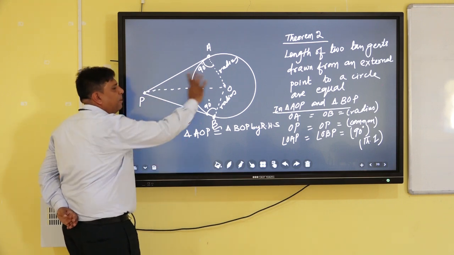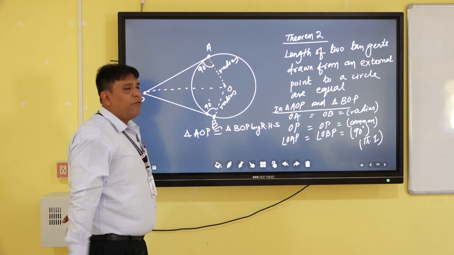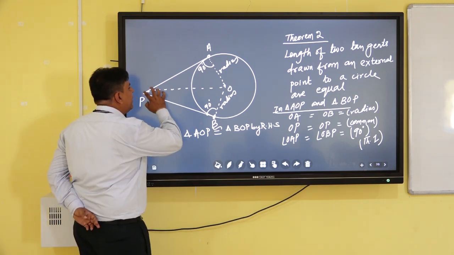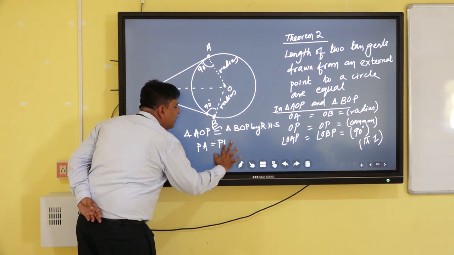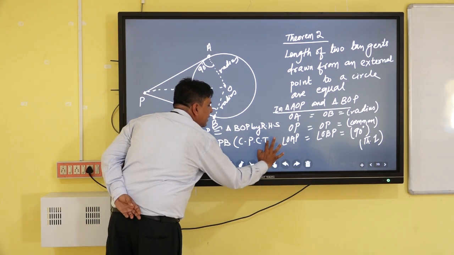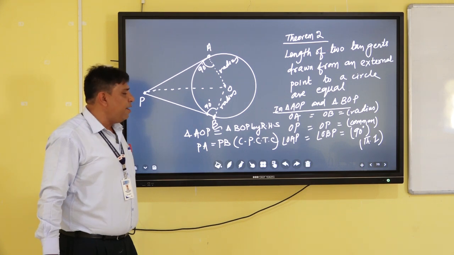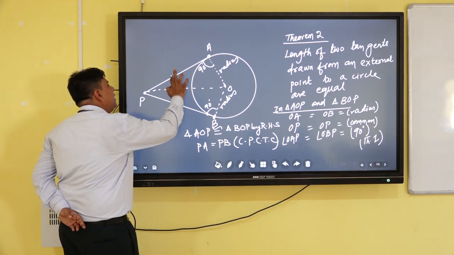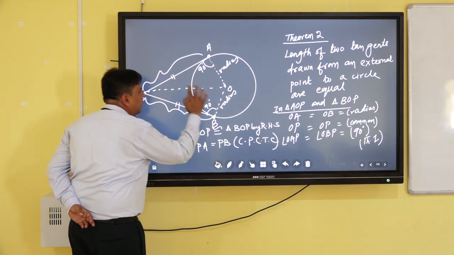Yes or no? The hypotenuse is equal, one side is equal and the other angle is 90 degrees. So these 2 triangles are congruent by RHS. If 2 triangles are congruent, then we can say that PA and PB are equal. By which rule? CPCT. Congruent parts of congruent triangles are congruent. That means PA and PB lengths are equal to each other.